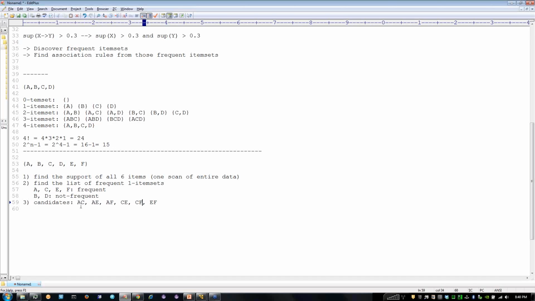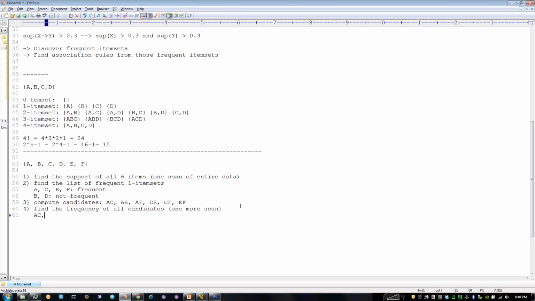Now, what can I do? Once I compute the candidates, the next step is find the frequency of all candidates. And how would I do it? I can do another scan of the data. One more scan. And then compute the frequency of all these 2 item sets. Okay? And then I can again divide that into frequent or not frequent.